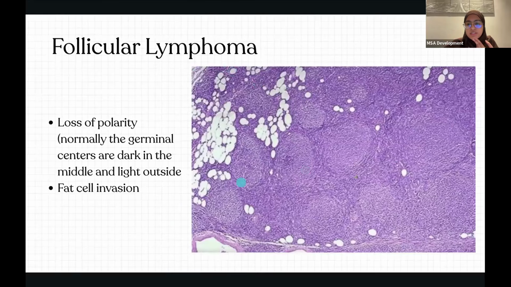Follicular lymphoma, as you can see here, let's just look at the macroscopic picture first. There's loss of polarity. What does that mean? Normally, in germinal tissue, the germinal centers are dark and the outside is pale, but here it's the opposite. The inside is light and the outside is darker. And there's also fat cell invasion. So that's how you know it's follicular lymphoma.